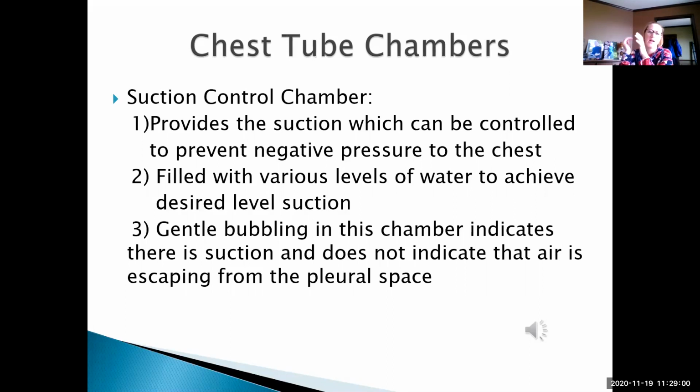And some patients don't even need suction. The physician may just say, keep it to water seal. So you just turn the suction off, and it's just going to naturally drain by gravity.